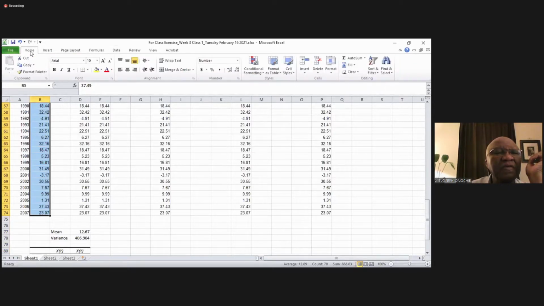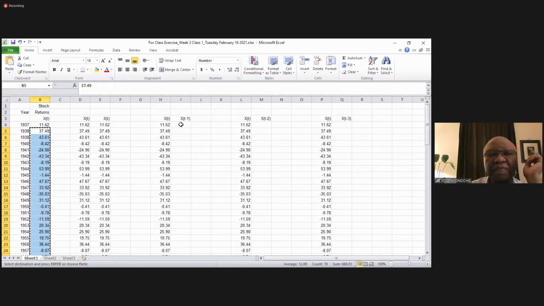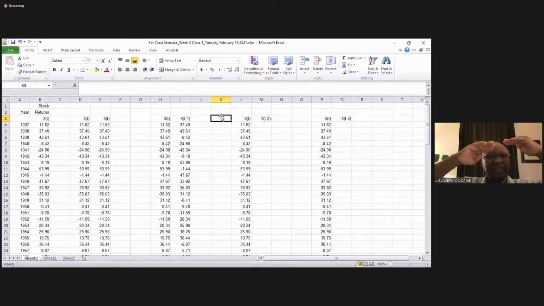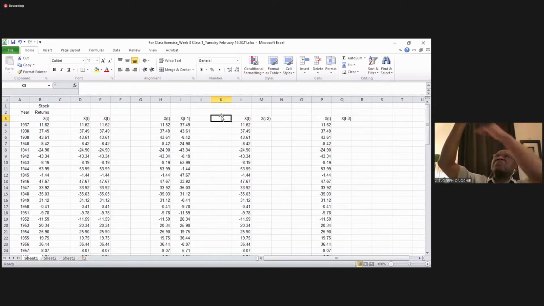Then I'm going to copy, and come in here under xt minus 1, and paste. Essentially, I want to take my xt and the previous xt. Suppose I reverse the time, so it goes 2007, 2006, and so on, and then I select the previous period. I just didn't do that for this exercise, but you know what I'm talking about, right? I'm just lagging 1 period. Do you understand?